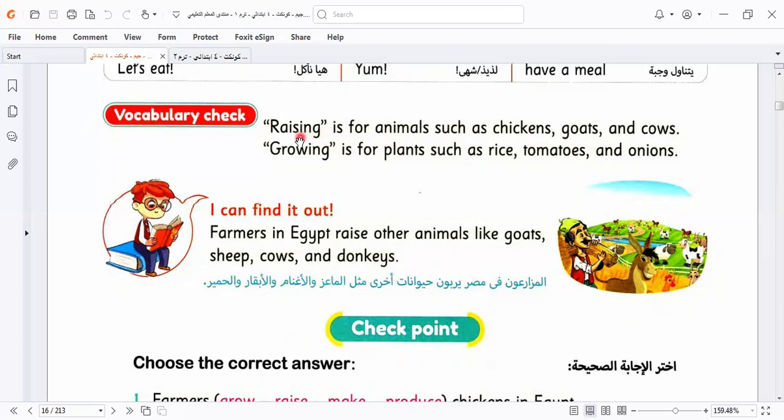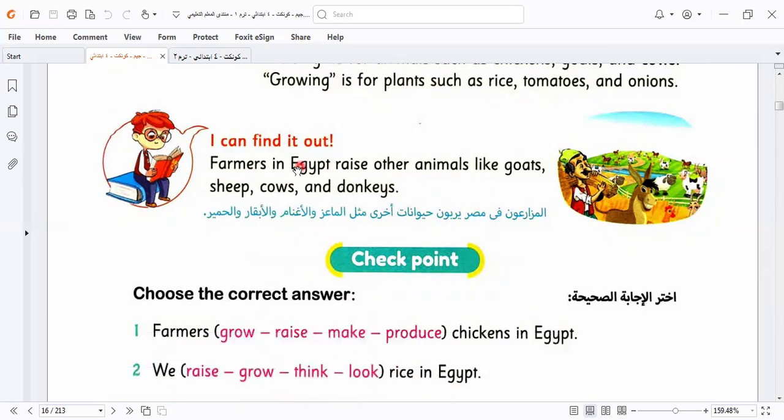Here we have when I use raising. Raising is used with what? With animals, like what? Chickens, goats, cows, dogs, and anything. So raising means raising young animals, chickens, goats, cows, dogs, cats, and so on. Growing is used for what? For crops or plants, like rice, tomatoes, onions, potatoes, oranges, and so on. Okay, I can find it out.